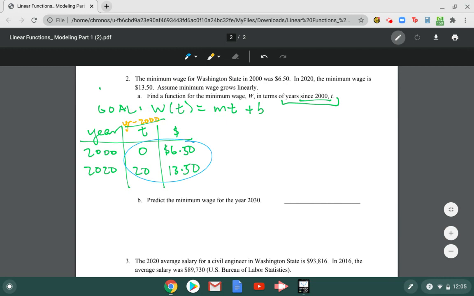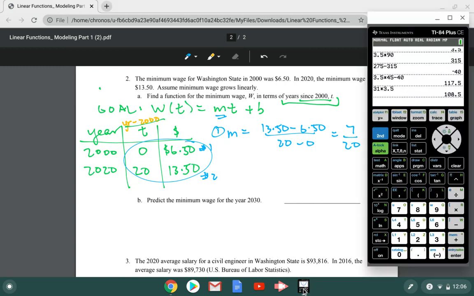So there are my 2 points. I need to find M first. So step number 1 is to find M, the rate. And we'll call this point number 2 and point number 1. Okay, so it'd be Y2 minus Y1, but that's going to be our wages. So $13.50 minus $6.50 divided by, back to point number 2, 20 minus 0. So what is that? $13.50 minus $6.50 is $7 over 20.